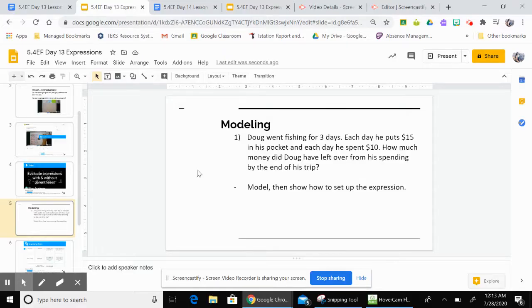So we have one more problem before we move on to our guided practice and our independent learning for the day. Our problem is about Doug. Doug went fishing for 3 days. Each day he put $15 in his pocket, and each day he spent $10. So, because he did this, how much money did Doug have left over from spending on his trip?